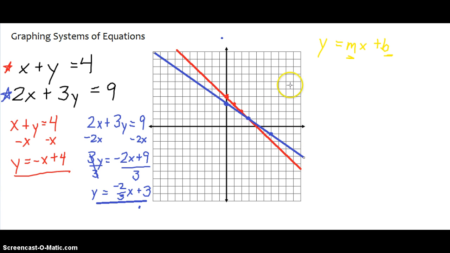Notice they cross at one point. The system of equations crosses at the point right here, which is over 3 and up 1, so it's the point 3, 1. This would be my answer. The solution to this system of equations is going to be 3, 1.